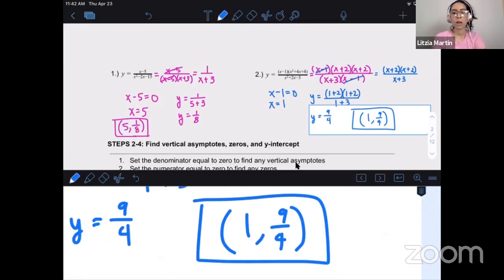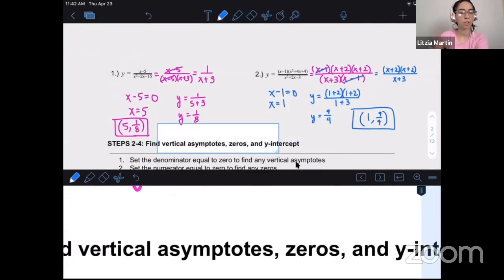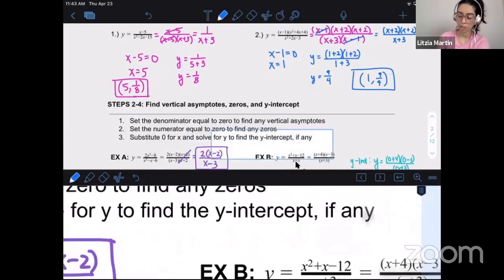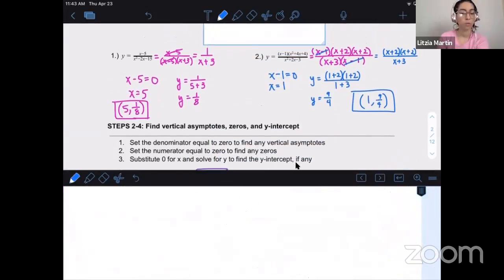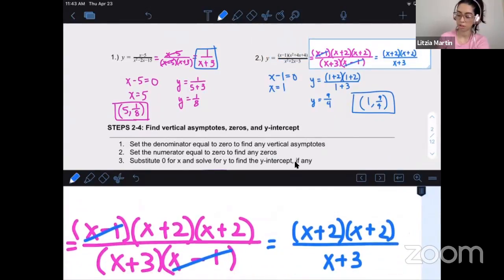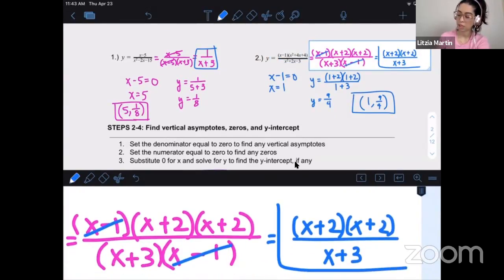So there's 3 other characteristics that we went over. That is the vertical asymptotes, the zeros, and the y-intercept, and how to find each of those. In order to find each of those, we start with the simplified equation. So like in this case, we would start with x plus 2 squared divided by x plus 3.